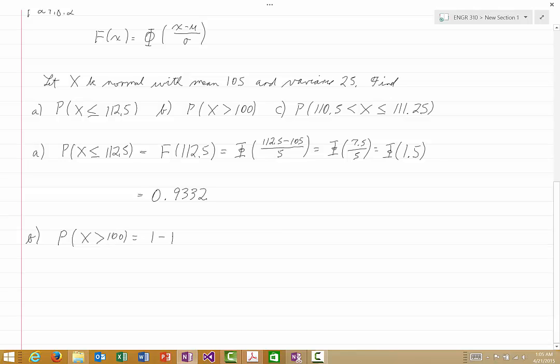is 1 minus the probability that x is less than or equal to 100, which is 1 minus capital F of 100, which is 1 minus phi of (100 minus 105) over 5, which is 1 minus phi of -1. Now, what is phi of -1? Well, let's look back at the table.